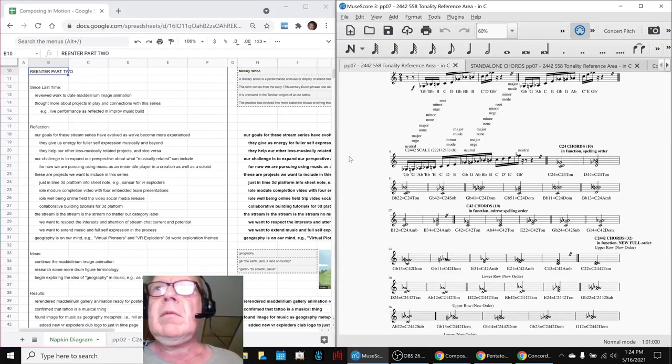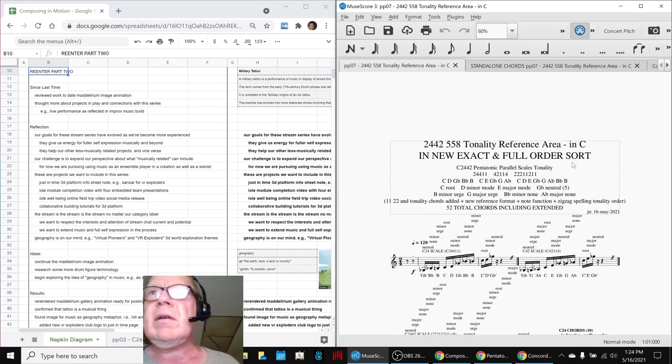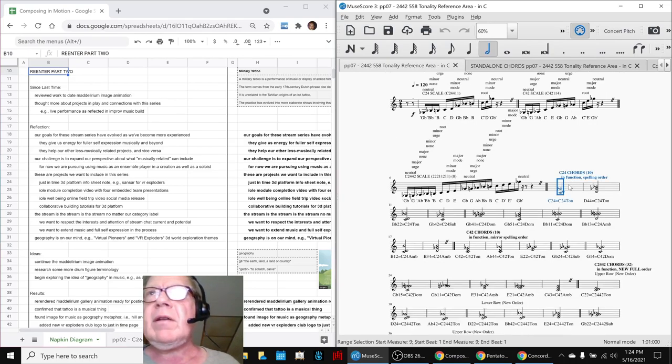Okay, this is a good place to show it. So in our 2-4-4-2-5-5-8 reference area, there are all of these chords. There are 52, and if we start right here, they begin in the minor scale.